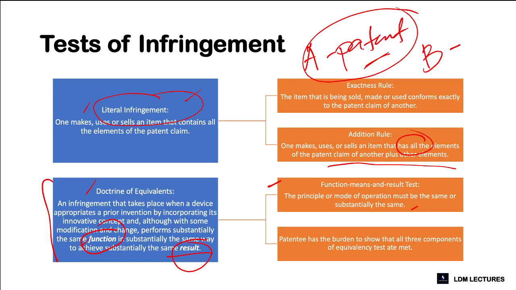Sino ang may burden na si B ay liable for patent infringement by applying doctrine of equivalence? Si A, si patentee. Okay? So, si patentee has the burden to show that all three components of equivalency test are met. So, ano uli yun? Si function, si means, tsaka sa result. Okay? So remember that the doctrine of equivalence will only be applicable if there is no literal infringement. So, under the doctrine of equivalence, the principle or mode of operation must be the same or substantially the same, applying the function, means, and result test.